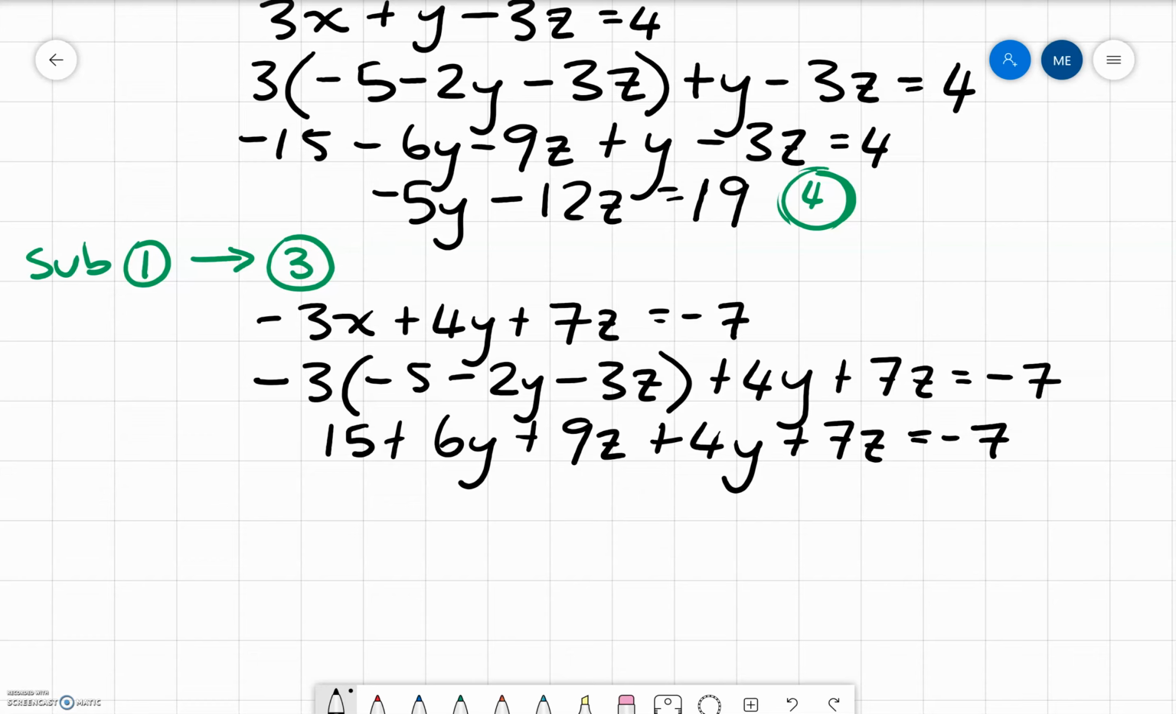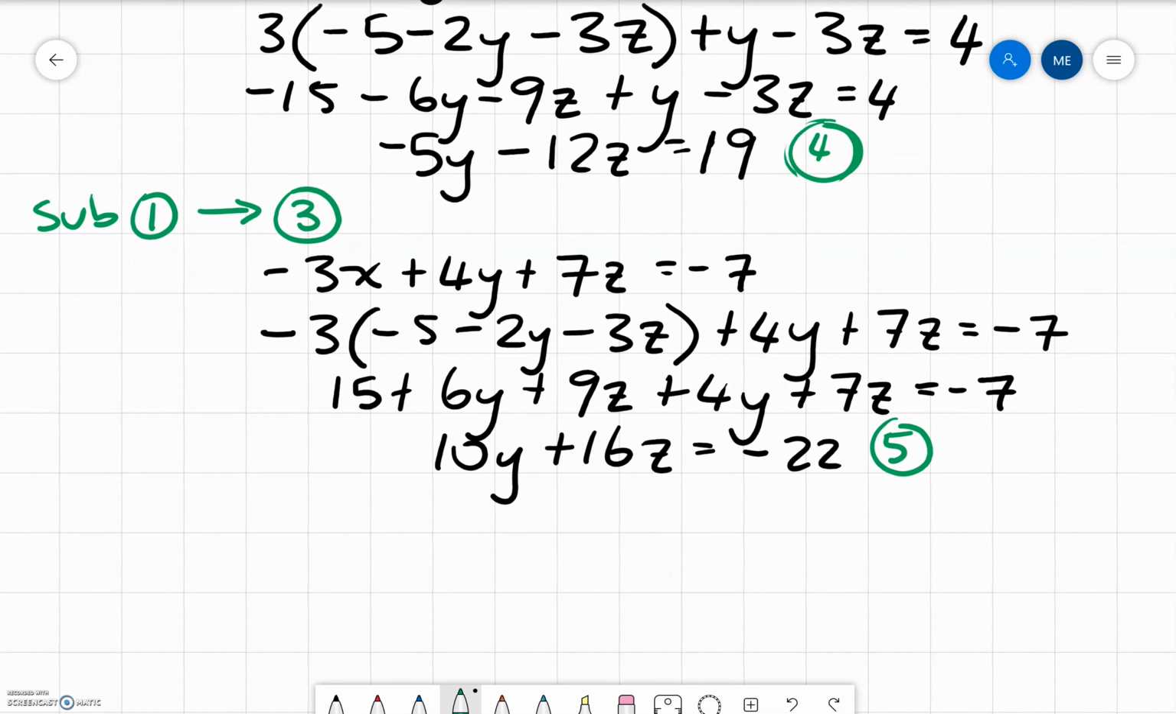So I'm going to look at my y's. I have 6y plus 4y, which is 10y. I'm going to look at my z's. 9z plus 7z is 16z. And I'm going to subtract 15 from both sides. So negative 7 minus 15 is negative 22, and this is now equation 5. So let's look at equations 4 and 5. So I've got negative 5y minus 12z equals 19 for 4, and 10y plus 16z equals negative 22.